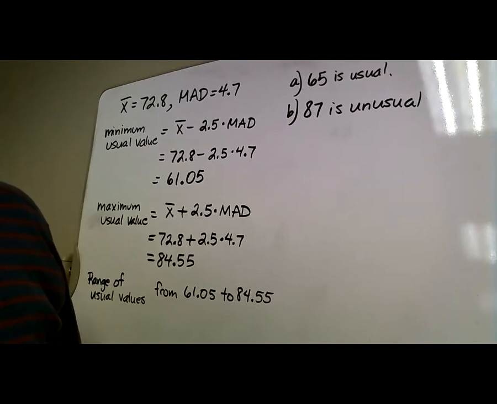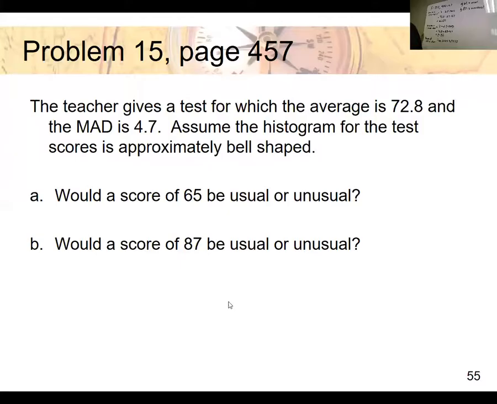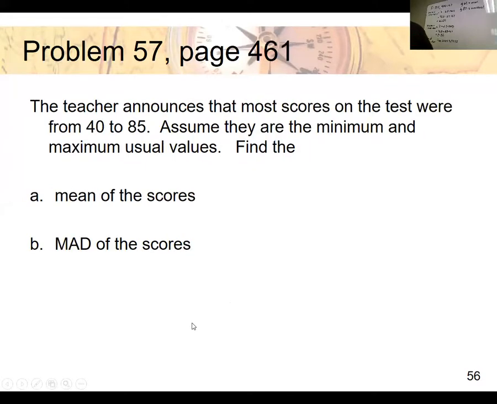All right, and let me get to this final slide here for this section. Here we go. This was similar to the one that I just did not too long ago. The teacher announces that most scores on the test were from 40 to 85. Assume they are the minimum and maximum usual values. So here the minimum is 40, the maximum is 85. Here we want to find the mean of the scores, that's part A, and the mean absolute deviation of the scores.